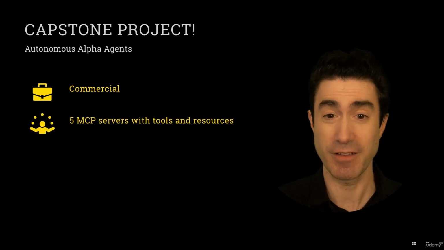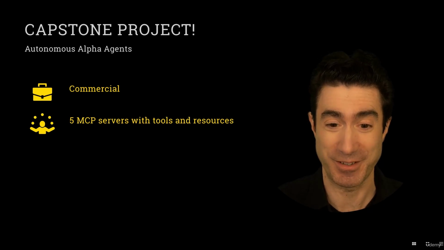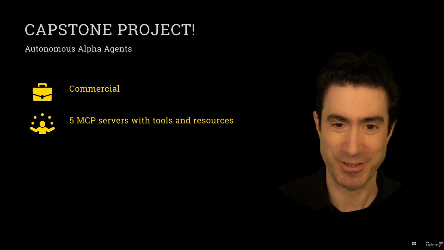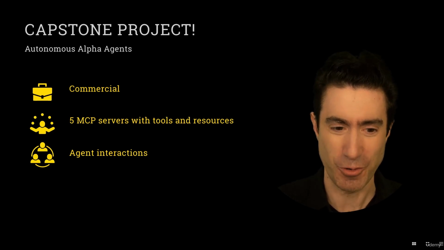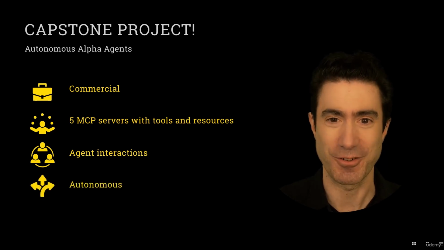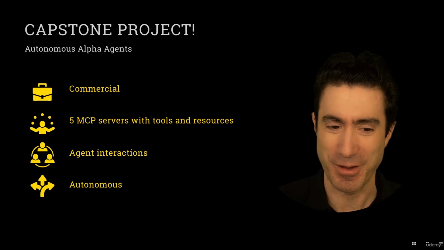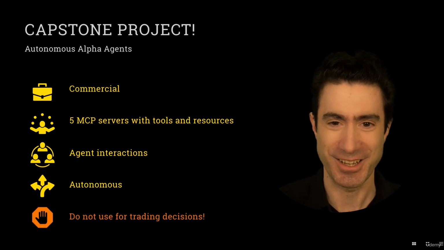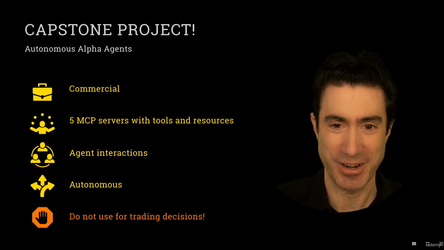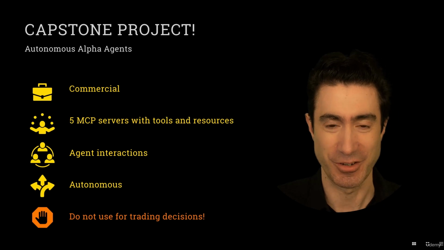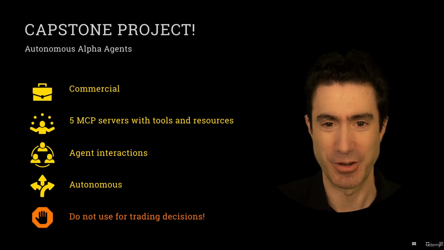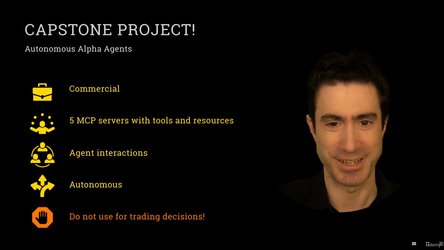There's going to be 5 different MCP servers that we'll be using with tools and resources from them. There's going to be interactions between agents, of course. It's going to be fully autonomous. You wouldn't have it any other way. And I need to tell you, do not, under any condition, under any circumstances, use this for your own trading decisions. This is educational and for learning and applying agents to understanding how to use them for business, but not actually to use them for trading decisions.